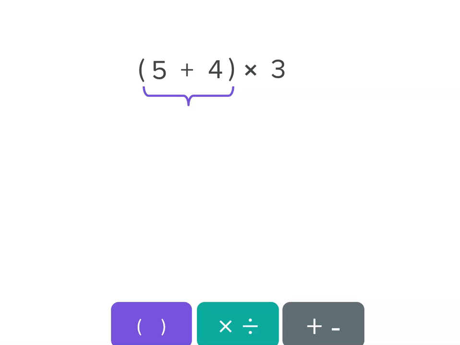And then inside of the brackets, we follow our rule. Multiplication or division first, and we don't have any inside the brackets, then addition and subtraction. Now, we can just solve the addition inside the brackets, and we get 9 multiplied by 3, which is 27. So you see, when we get 27, it's because the brackets are there.